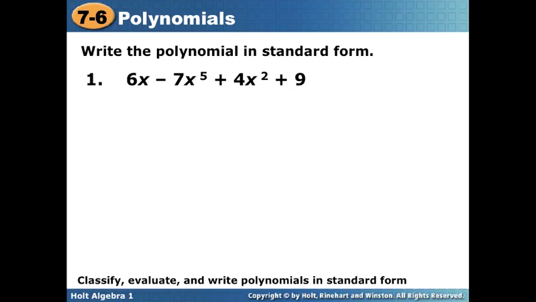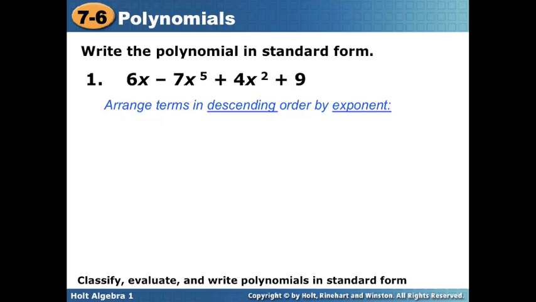Example number 1. We're going to write the polynomial in standard form. Write on your paper the words standard form, so when you refer back to these when you're doing your practice problems, you can remember these are the examples for standard form. Copy number 1 to your paper. We have 6x minus 7x to the 5th plus 4x squared plus 9. We're going to arrange the terms in descending order by the exponent.